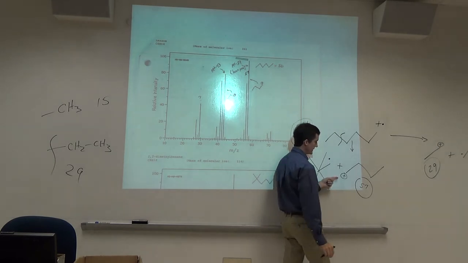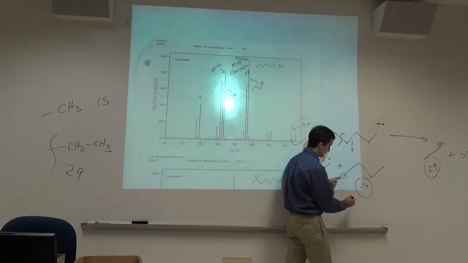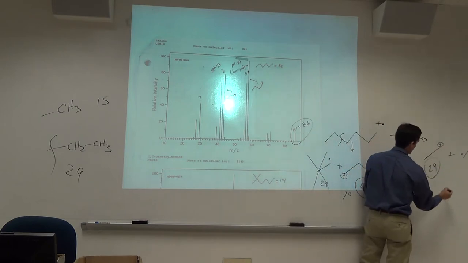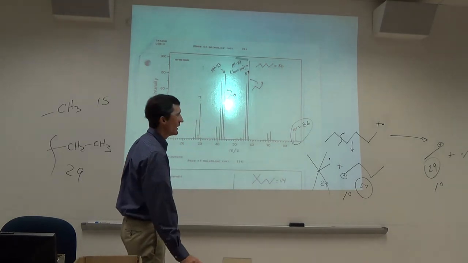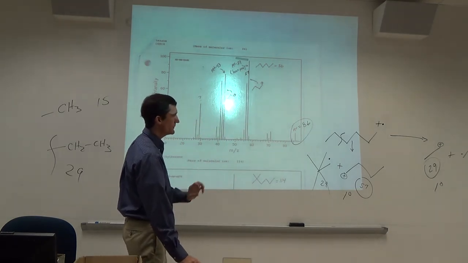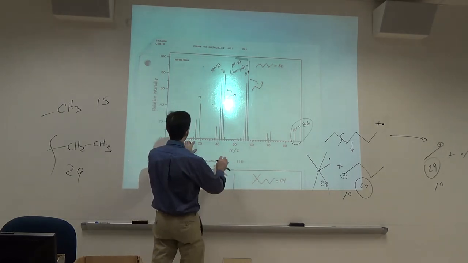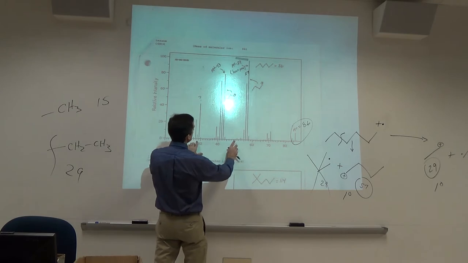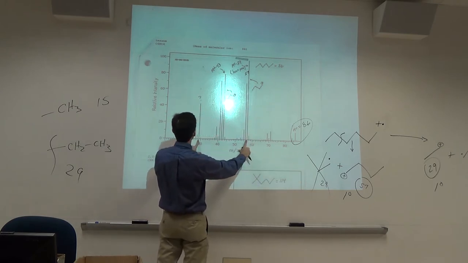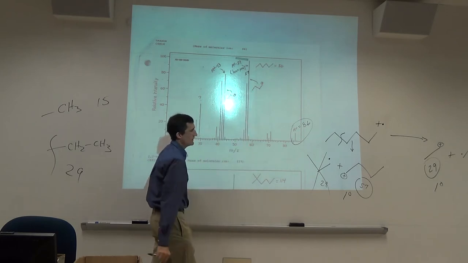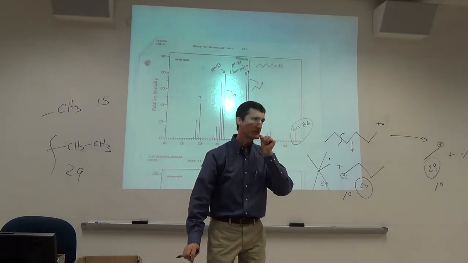Which cation is better? By the way, is this primary, secondary, tertiary? Primary. What is this? Primary. Is either one better? They're pretty much the same. We look up here, we see that clearly forming the 57 was better than forming the 29 because it was taller. But it's not easy to rationalize why. Primary and primary is just as good or just as bad.